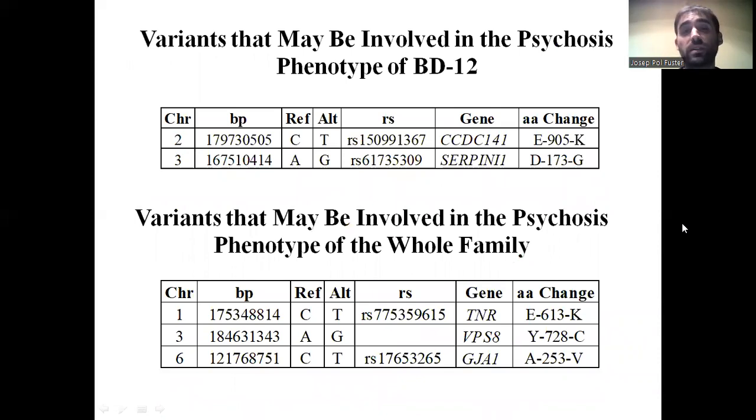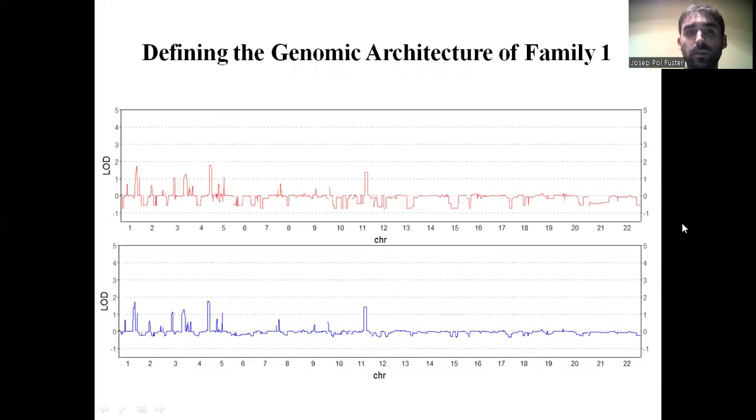These were all the variants identified in subject PD12, but there were also variants present in the healthy brother that may also be contributing to the phenotype in collaboration with the rest of the variants identified. And there were also other interesting variants in candidate genes which were present in some of the affected subjects of the whole family, which probably, in collaboration with the rest of the variants, may also be contributing to the phenotype.